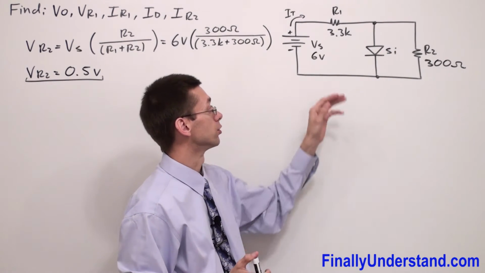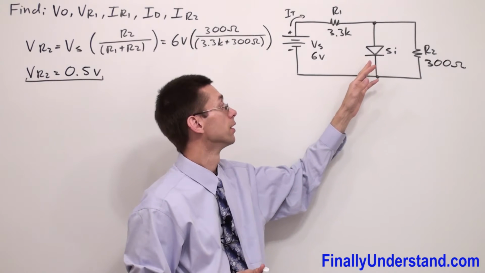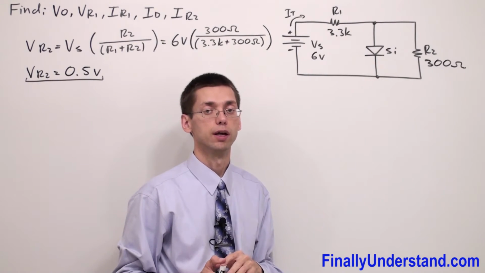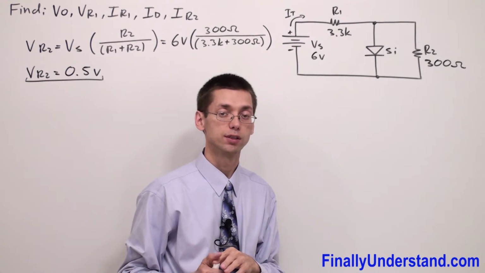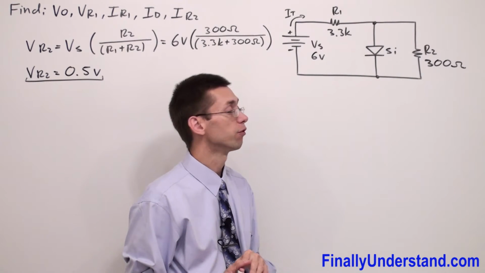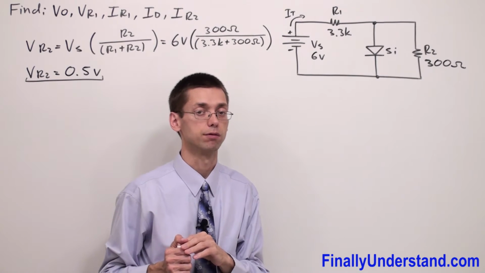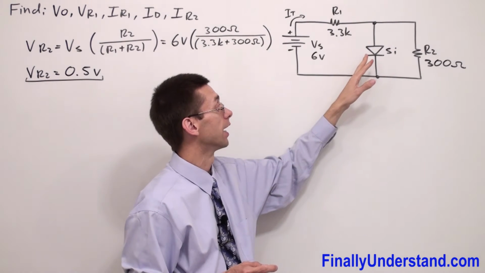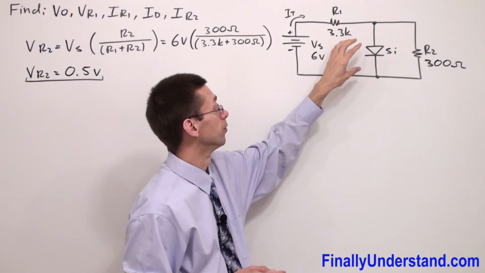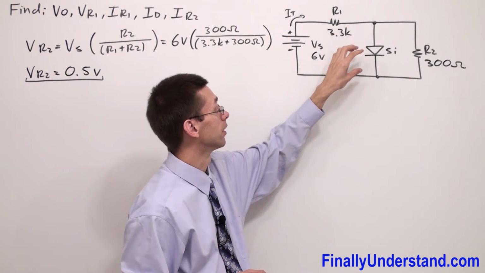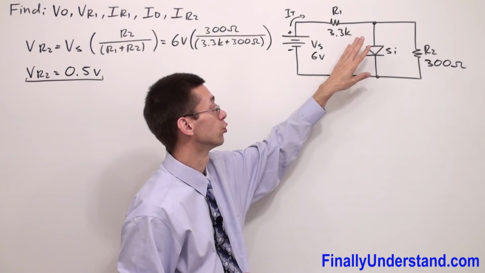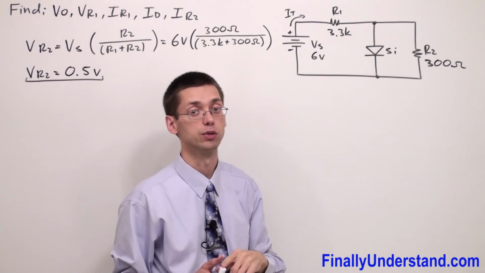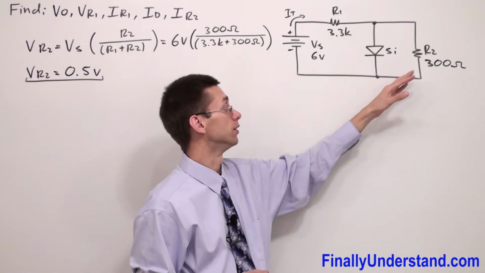In order to make the diode conducting, you're supposed to have theoretically 0.7 volts. 0.5 is not good enough to turn on the diode. So the diode is going to be in the off state. It's not going to work. So current is not going to flow through it, because it is going to behave like an open circuit.